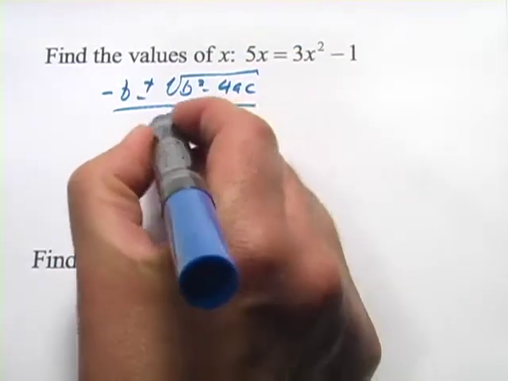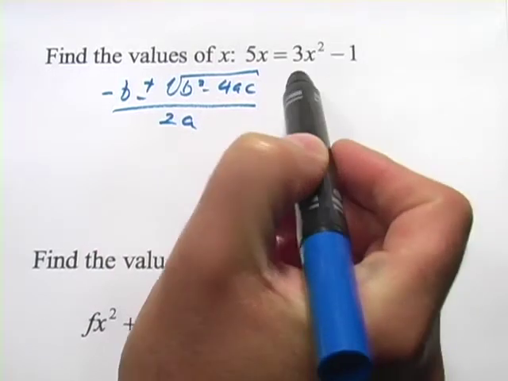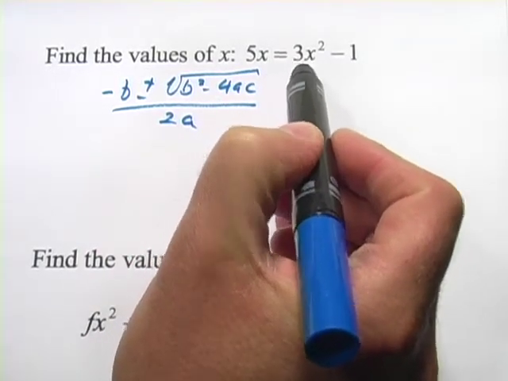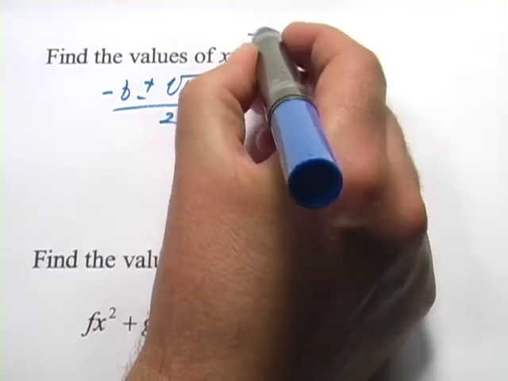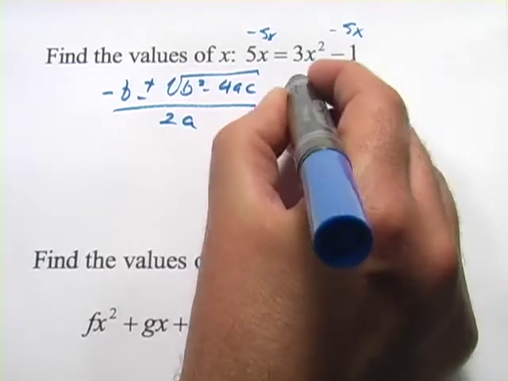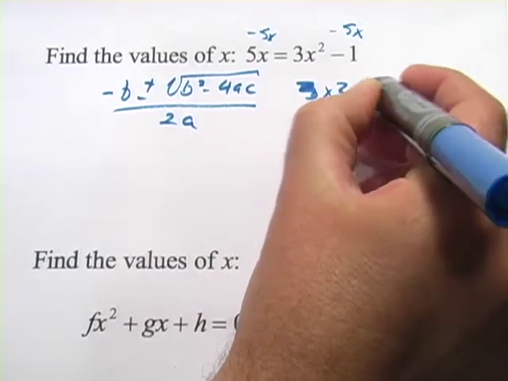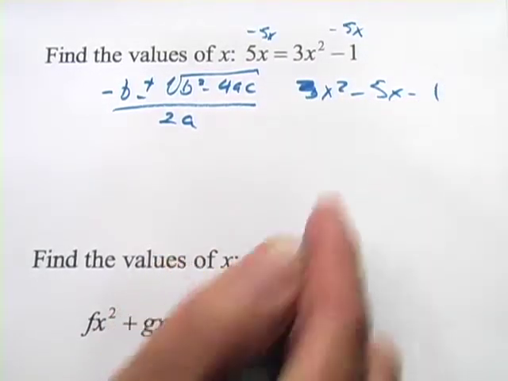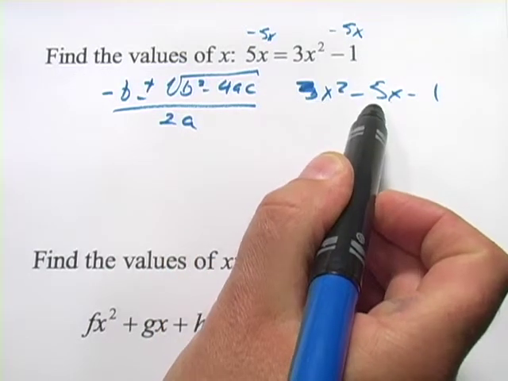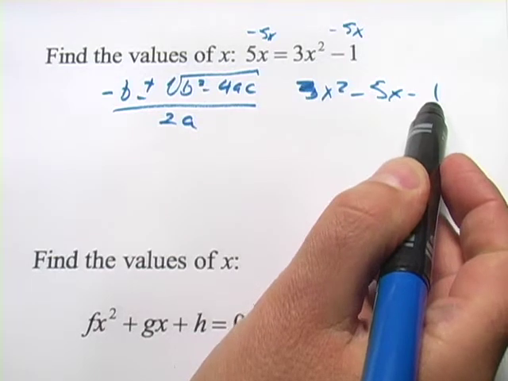all over 2a. And a is going to be, well, once you set this equation to 0, let's do that first. So I'm going to subtract 5x from both sides. And I have 3x squared minus 5x minus 1. So the a is the coefficient of the x squared term, b is the coefficient of the x term, and c is the number term.